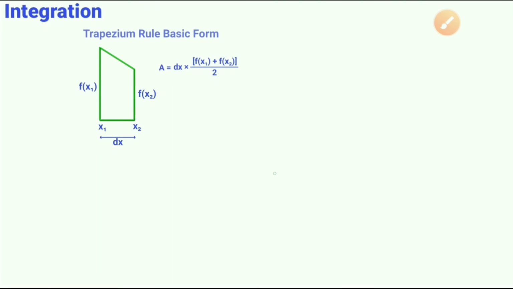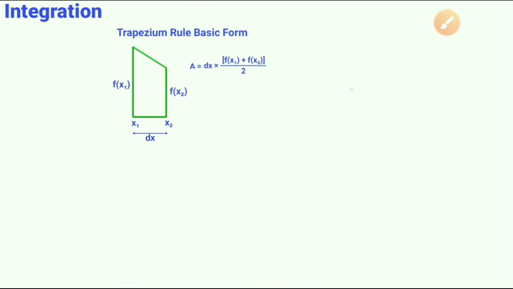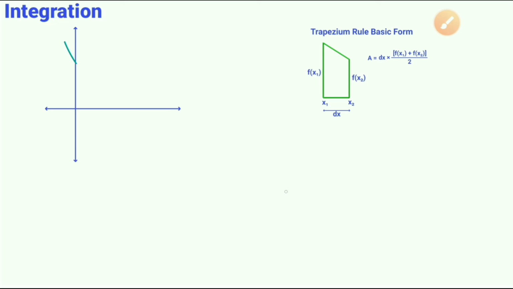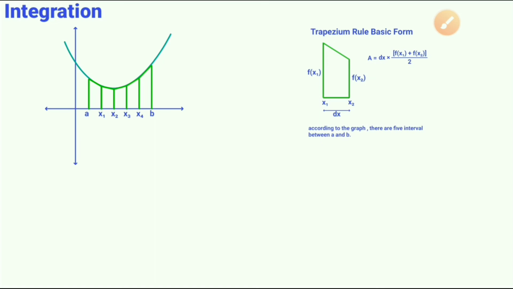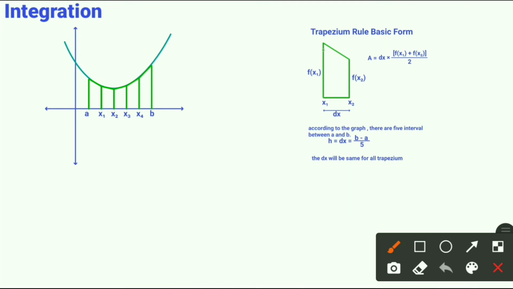Now there's another thing. Trapezium rule, basic form. So let's say that we are taking the approximate area under the curve. According to the graph, there are 5 intervals between a and b. Let's say that I have taken this block, and in this block, this is x1, this is x2, and you put them into the equation, you get f(x1), f(x2).